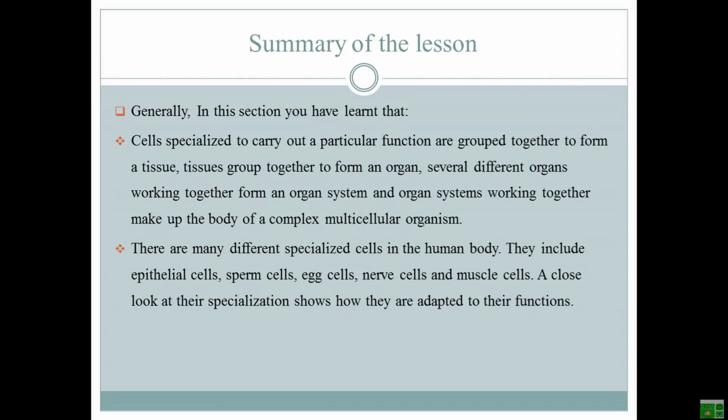So there are many different specialized cells in the human body. They include epithelial cells, sperm cells, egg cells, nerve cells, and muscle cells. In this lesson, we specifically discussed epithelial cells. A close look at their specialization shows how they are adapted to their functions.